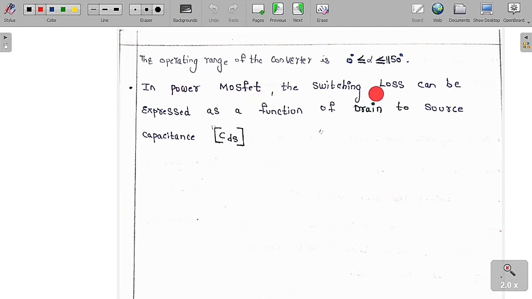In a power MOSFET, the switching loss can be expressed as a function of drain to source capacitance. So we can say that in a power MOSFET, the switching losses can be written as a function of drain to source capacitance.